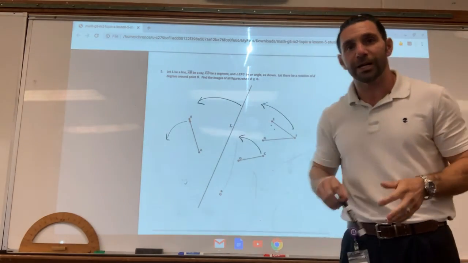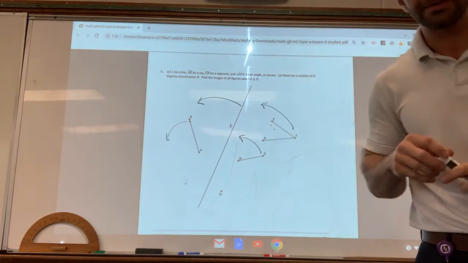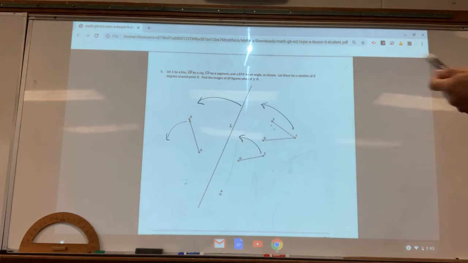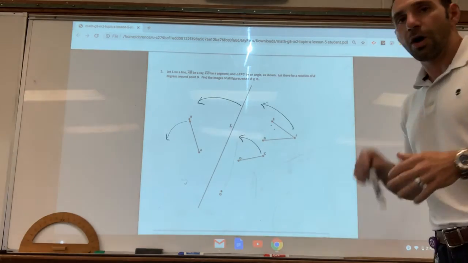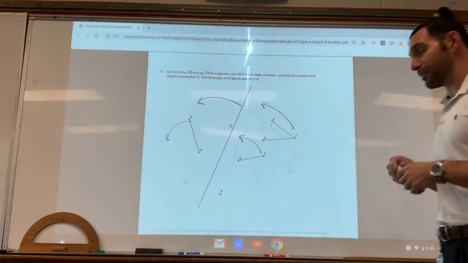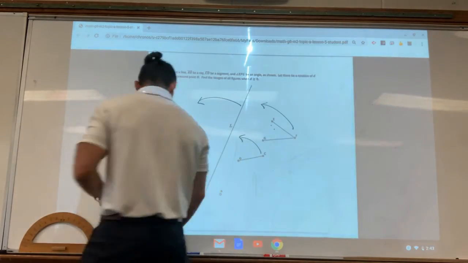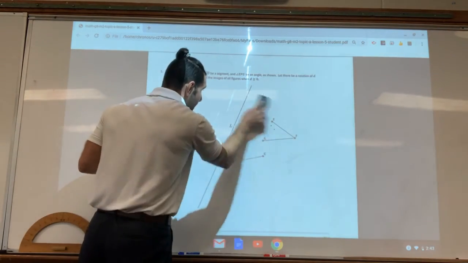The shapes would not change. And you might say, why, Mr. H? Why aren't the shapes going to change? Because rotations are rigid transformations. Rigid meaning the size and shape do not change.